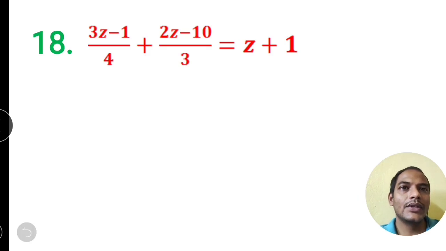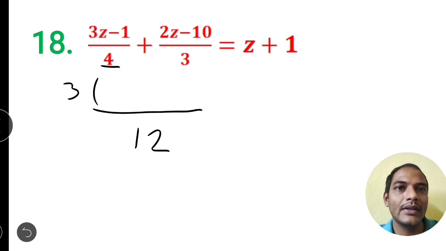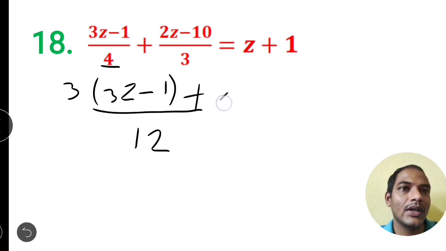Next, the 18th question: (3z minus 1)/4 plus (2z minus 10)/3 equals z plus 1. Here on the left side we have two fractions, so we should make it a single fraction. The LCM of 4 comma 3 is 12, because 4 and 3 are two consecutive numbers. 12 in 4 table 3s are 3, so 3 into the numerator 3 bracket of 3z minus 1, plus 12 in 3 table 4s are 4, so 4 into the numerator 2z minus 10.